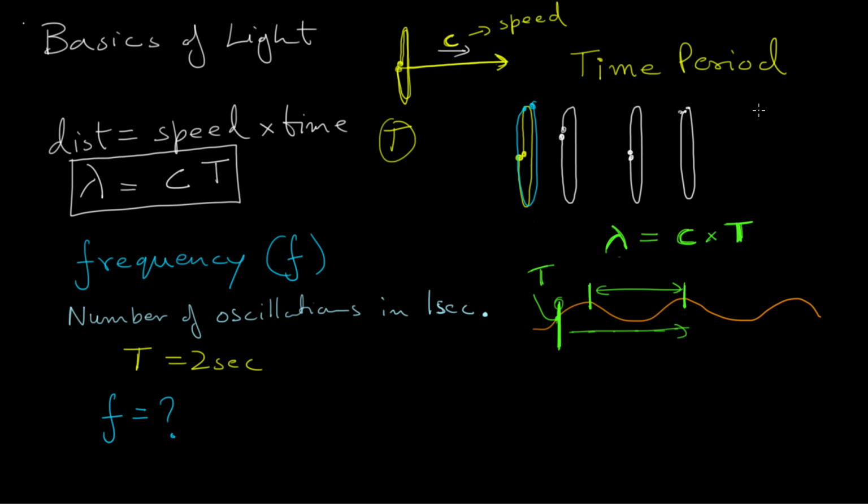It took 2 seconds to make this full round, right? So they are asking that in 1 second, how much of a round did it take? It took only half a round, right? As simple as that, right? So frequency must be 1/2 seconds or not, right?